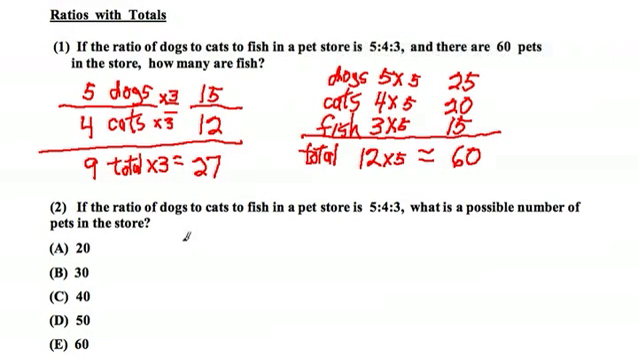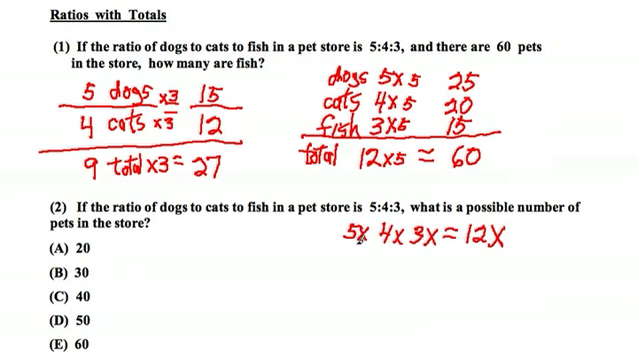Okay, next question. If the ratio of dogs to cats to fish in a pet store is 5 to 4 to 3, what is the possible number of pets in the store? Well, from here, it's obvious, it's 60. But in this case, the trick is that you have to get the total factor. So we scale this, it would be 5x plus 4x plus 3x is equal to 12x.